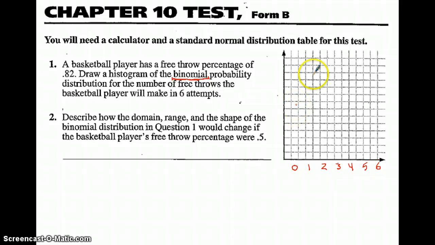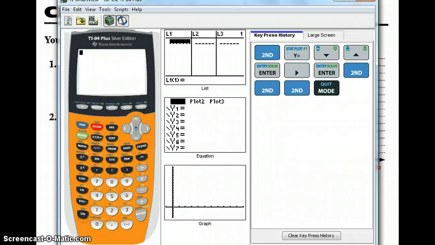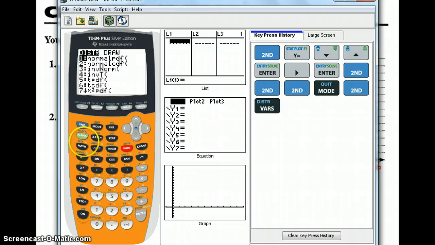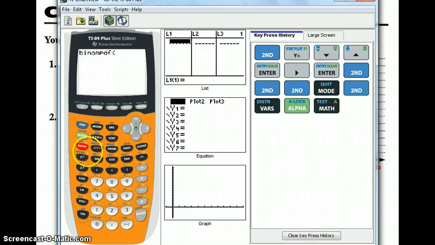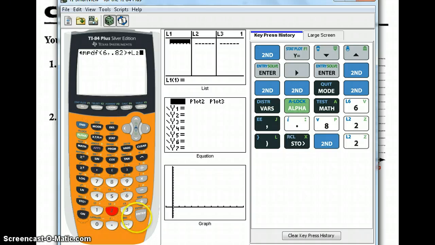You could just make a histogram on the calculator. You could make the scatter plot of the 6 different heights. You could get the list and just plot the heights here. Let's just produce the list first. I want all the separate probabilities of 0 through 6 successes if the probability of success is 82%. That is a binomial distribution, because they told me that. That's a binompdf. Number of trials is 6. Probability of success is 82%. And I'm going to store that in my favorite place, L2.